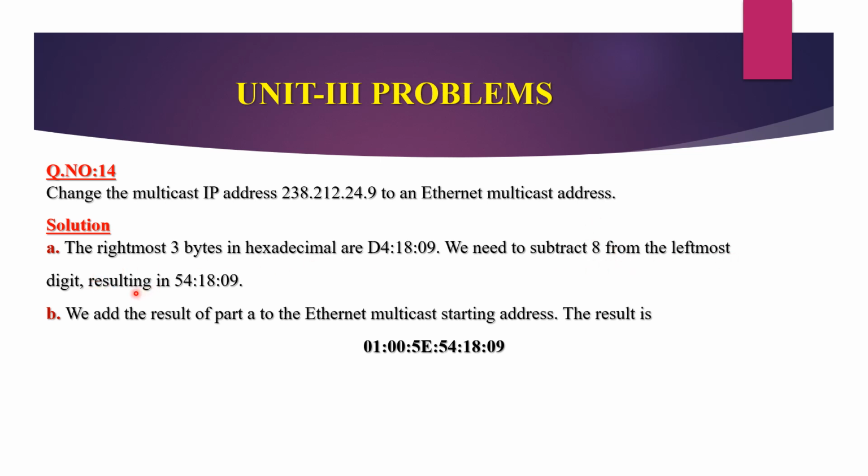So we subtract 8, and we get 54.18.09. Then we add the result of part A to the Ethernet multicast address, 01:00:5E:54:18:09. So this is the Ethernet multicast address.